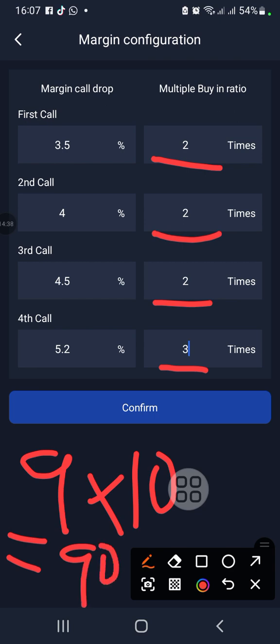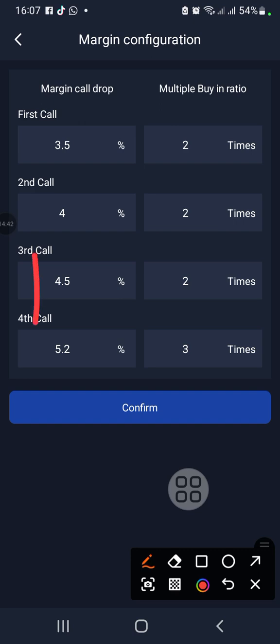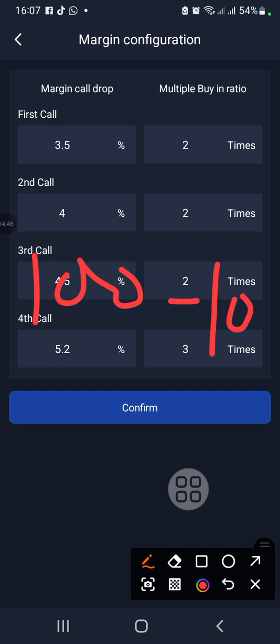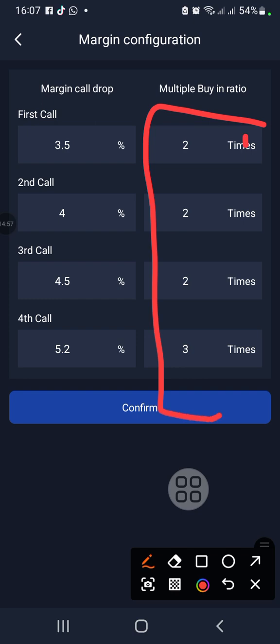which was our balance, because remember we had $100 minus the first buying amount, which is $10. It means the balance is $90. So the $90 is what we were trying to fit in the multiple buying ratios.